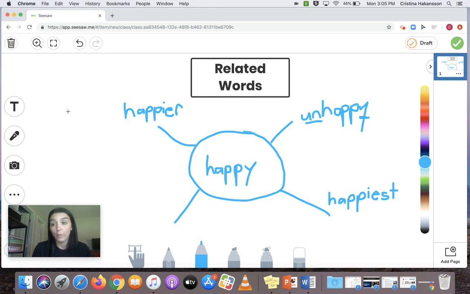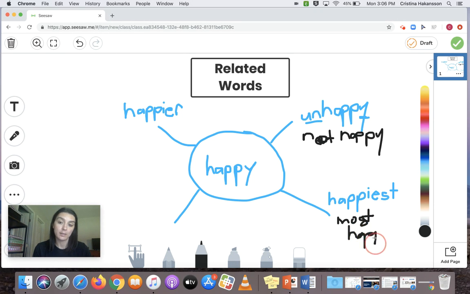Okay, and then when you have your words, you also need to write underneath each word and tell me quickly what it means. So unhappy would mean not, should be an O, not happy, okay? We can say happiest means when you are most happy, okay? Most happy. And happier would be when you are more happy. Okay, more happy. Ooh, I thought of a fourth one now that I was here.